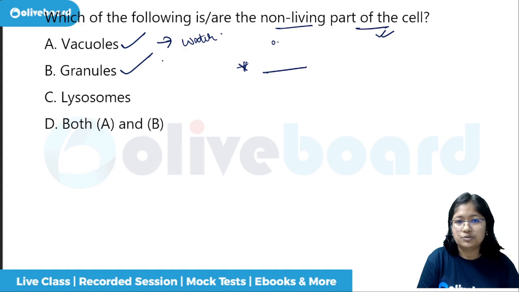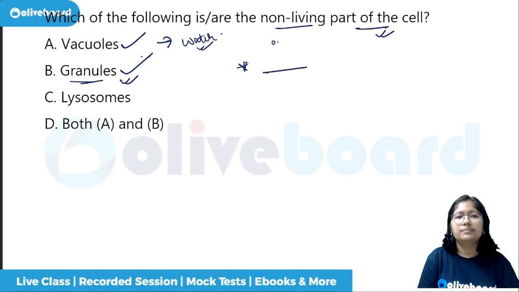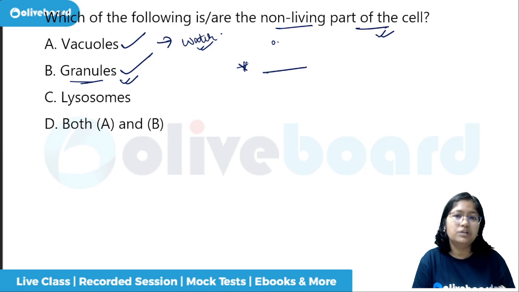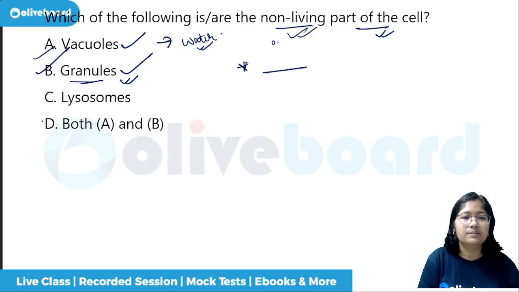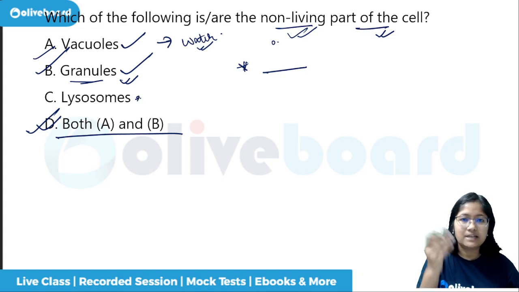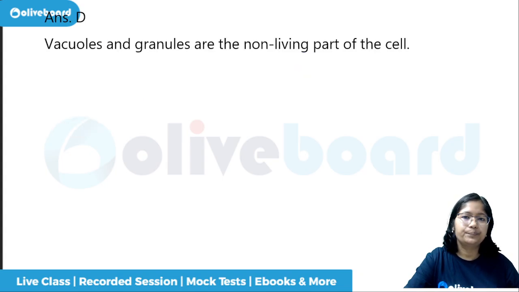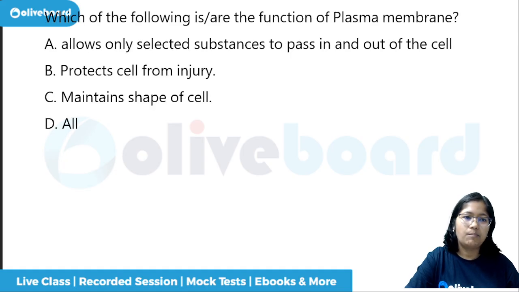The size is also small in animals. In plants, the size is also more. Granules can also store important food, so you can simply imagine them like food granules. So these are not living parts of the cell. A and B are not living parts of the cell, so D is the correct answer, both A and B. Lysosomes, we know they are the suicidal bags, and we study them in the cell organelles itself. So granules and vacuoles are non-living parts of the cell.